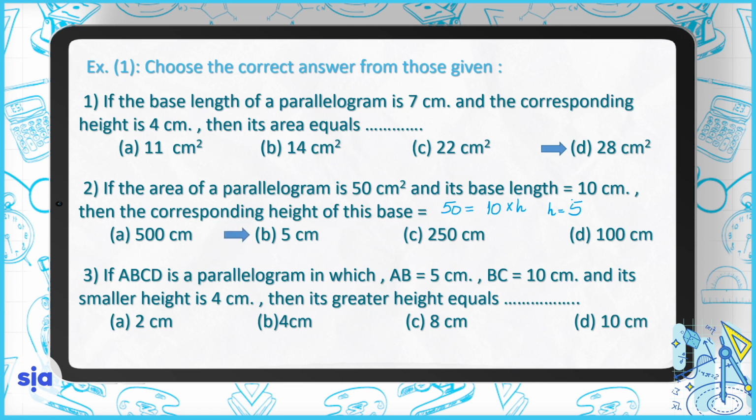If ABCD is a parallelogram in which AB is 5 centimeters and BC is 10 centimeters, and its smaller height is 4 centimeters, then what is its greater height? So, we know that the smaller base multiplied by the greater height is equal to the greater base multiplied by the smaller height. So, in this case, 5h equals 40, then h is equal to 8 centimeters.